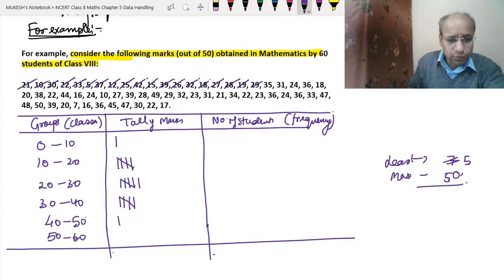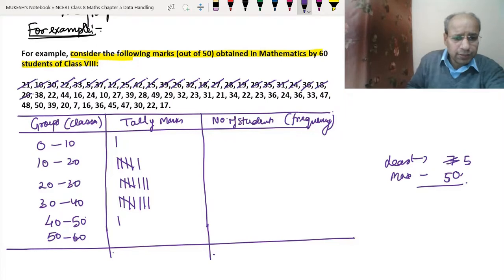29 will come between 20 and 30. 35 will come between 30 and 40. 31 will come between 30 and 40. 24 will come between 20 and 30. 36 will come between 30 and 40. 18 will come between 10 and 20.